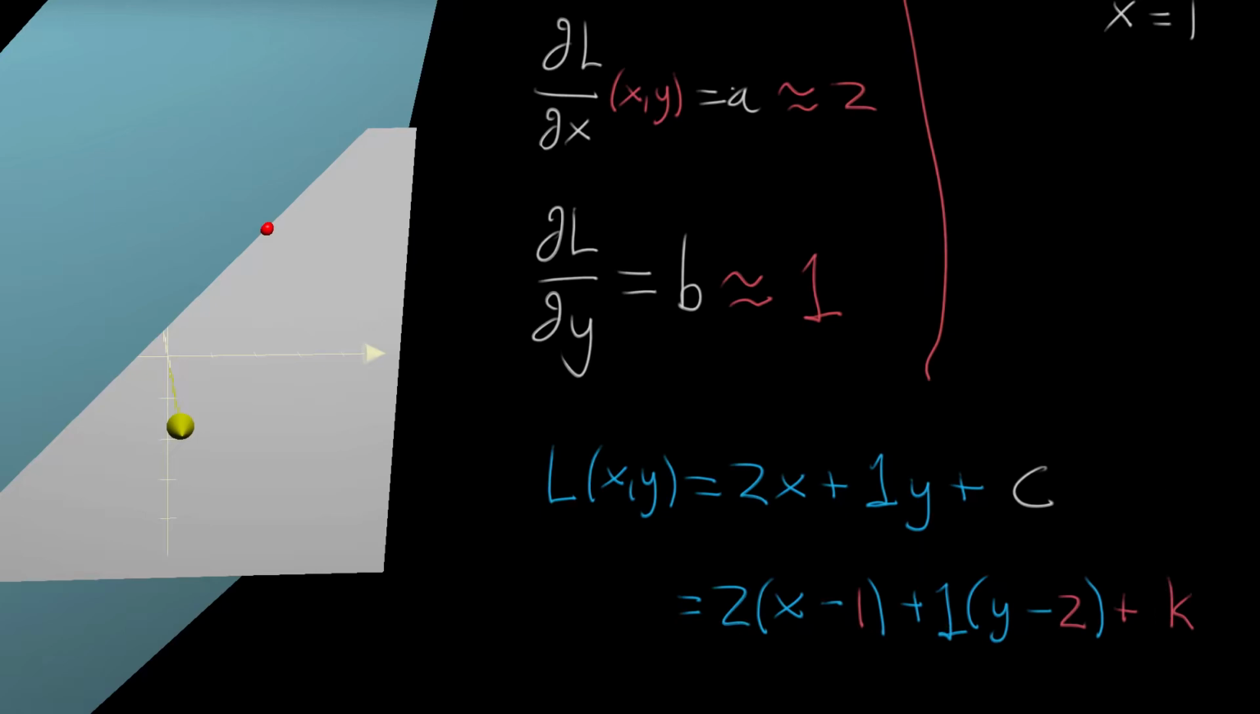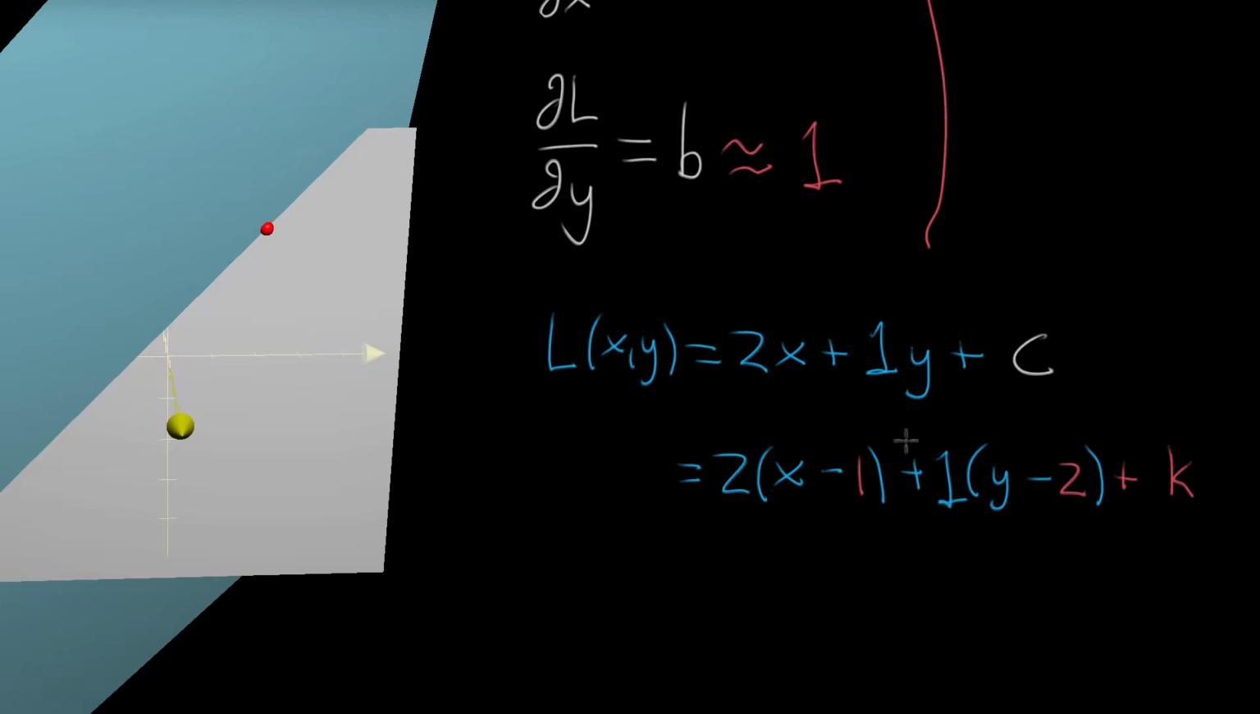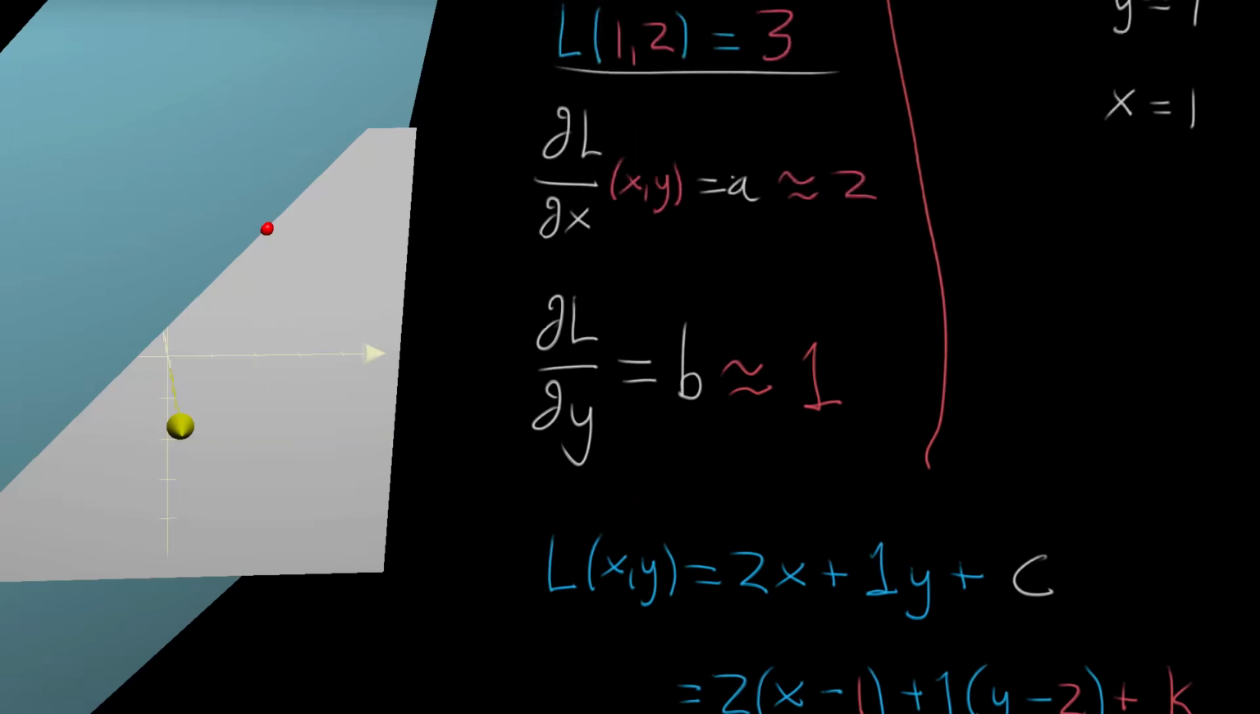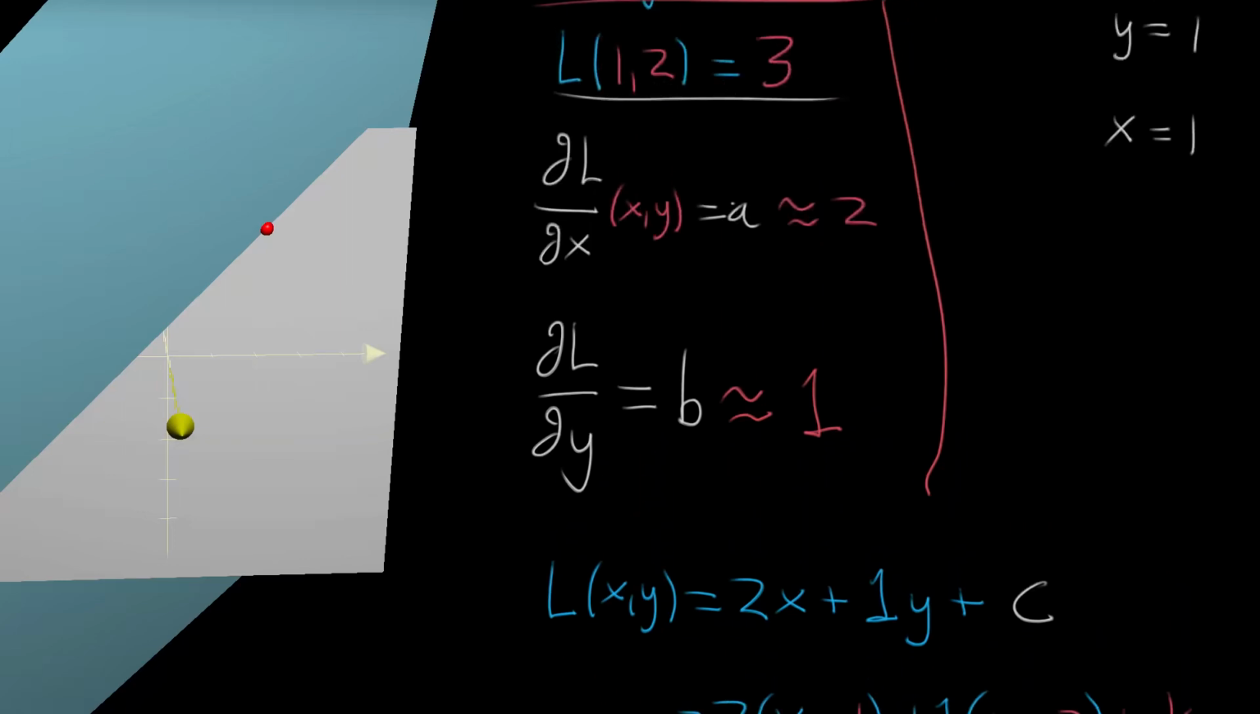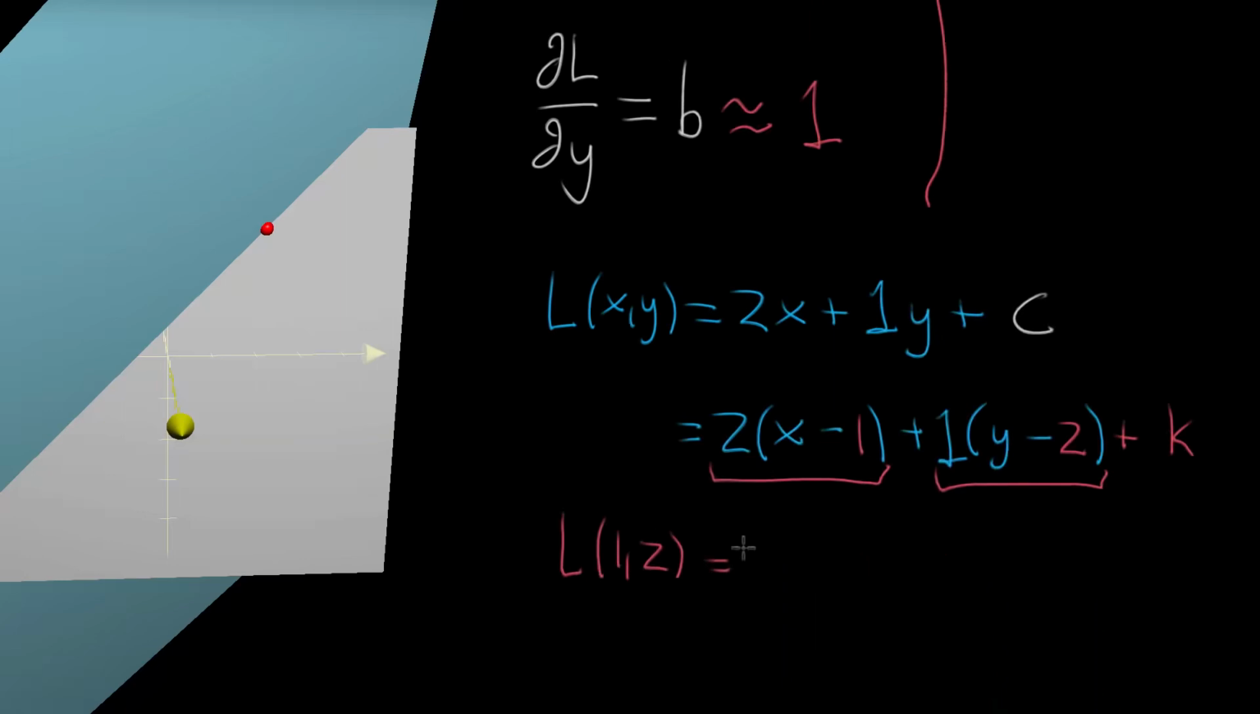Now the important part, the reason that I'm writing it this way, which is only slightly different, is because when I evaluate this at L of 1, 2, this whole first part cancels out, because plugging in x equals 1 means this whole part goes to 0. Same with the second part, because when I plug in y equals 2, this part goes to 0. So k, this other constant that I'm tagging on the end, is going to completely specify what happens when I evaluate this at the point 1, 2. And of course, I want it to be the case that when I evaluate at 1, 2, I get 3. So that tells me that this constant k here should just equal 3.